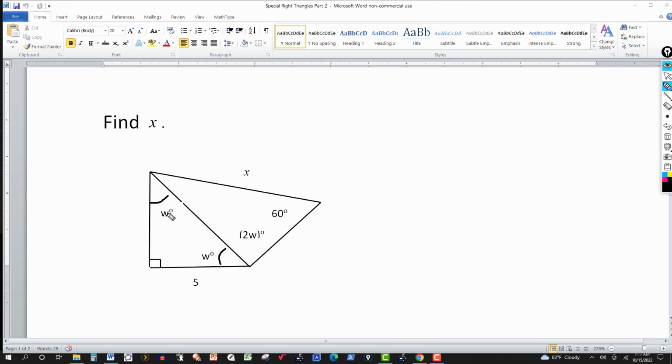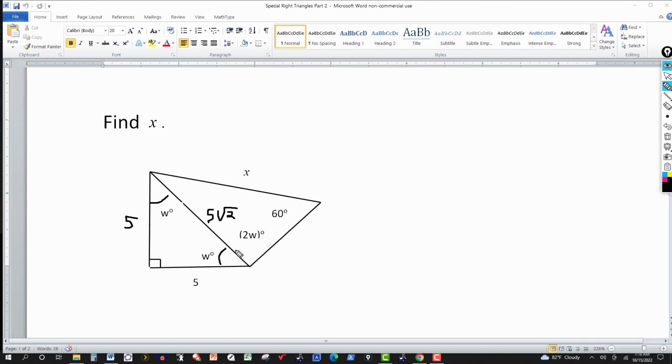So this is 45-45. We know one leg. So we know that the hypotenuse is always the length of any of the legs times the square root of 2, which of course this is 5, this has to be 5. It's not given, but you should know that this is also 5. So this is just going to be 5 times the square root of 2. Now we can deal with the other triangle.